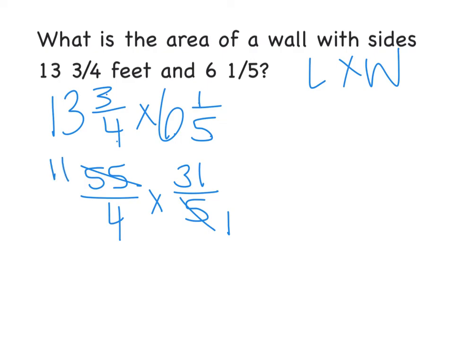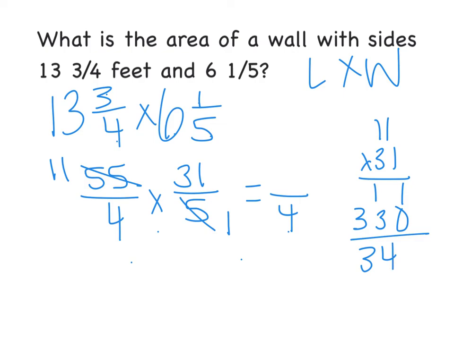Now I need to think back and multiply 2-digit by 2-digit numbers, so I can multiply across the top. The bottom is 4 times 1, which is 4. My top is 11 times 31. 1 times 1 is 1. I need to put my 0. 3 times 1 is 3. 3 times 1 is 3. So 341.